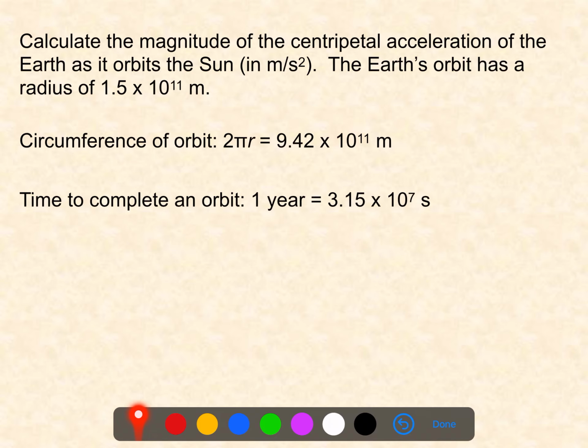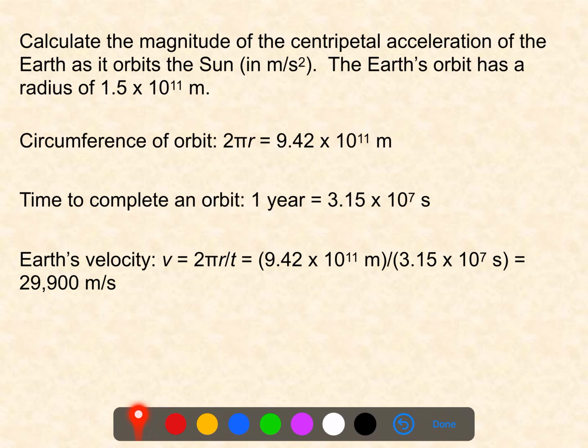And I know that when the Earth completes a full orbit, that is equal to 1 year, which I can then convert into seconds. So this is a distance and this is a time. If I take distance divided by time, I can tell you what the Earth's average velocity is around the Sun. And it turns out to be a fairly large number, almost 30,000 meters per second.